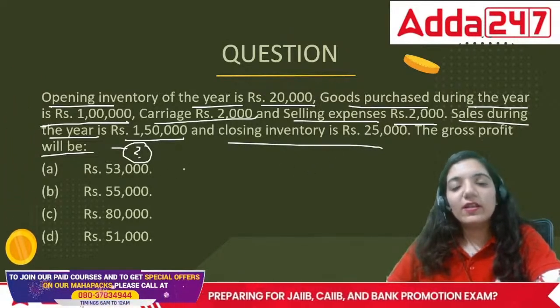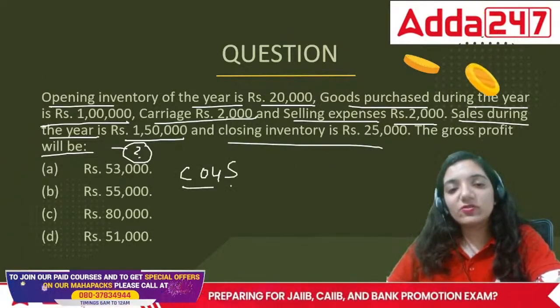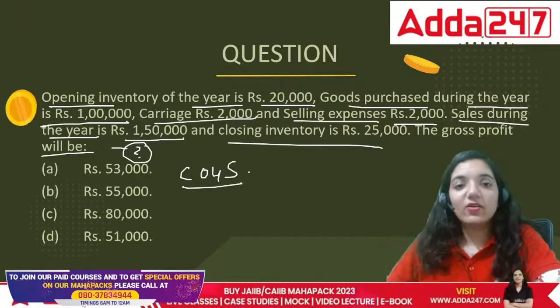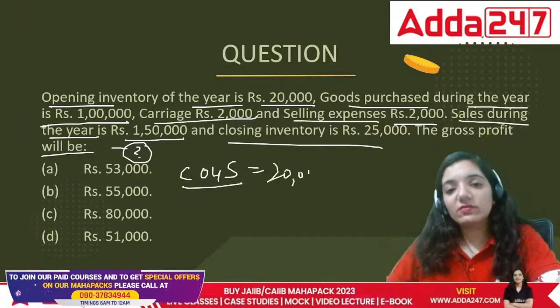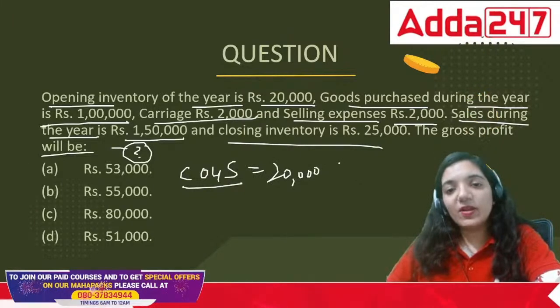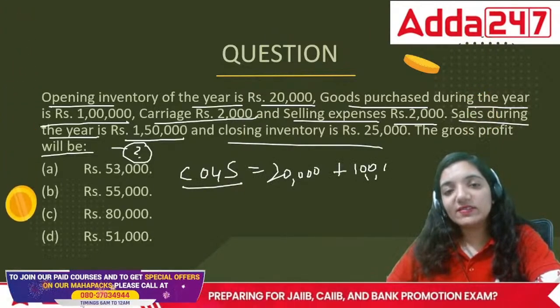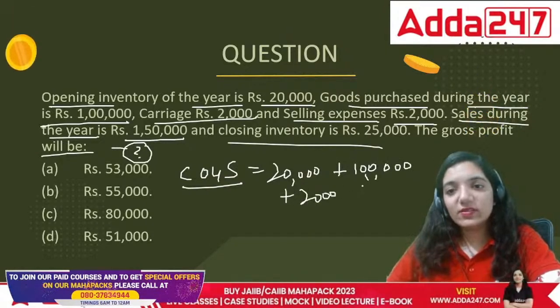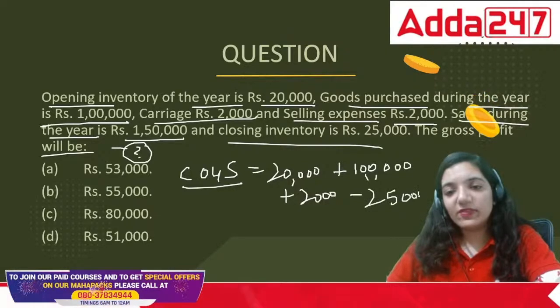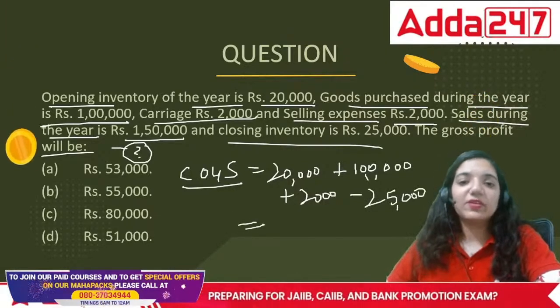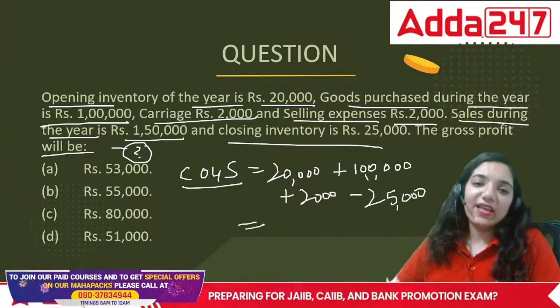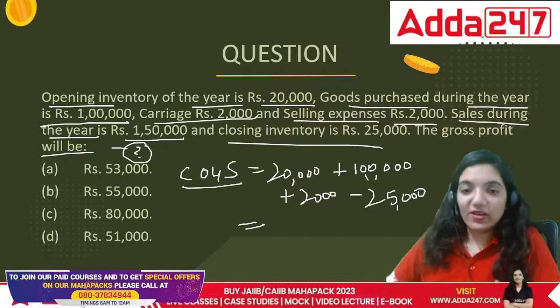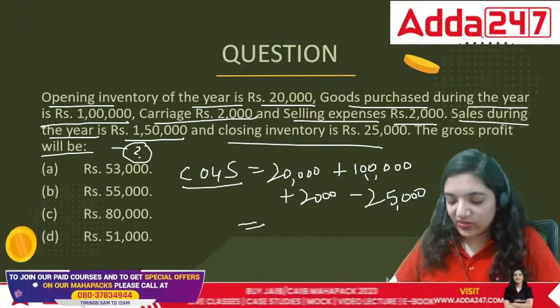First of all, let's calculate cost of goods sold. What is the cost that we are incurring? Opening stock plus purchases plus the carriage, minus the closing inventory of 25,000. So what is the amount? 20 plus 1 lakh. What would be the amount of the cost of goods sold in this case, everyone?